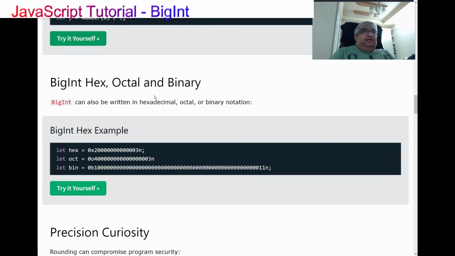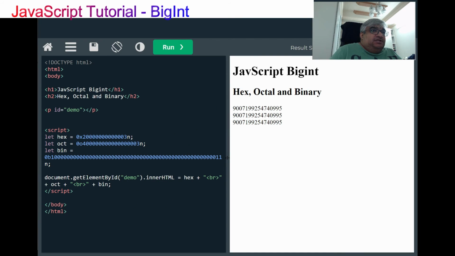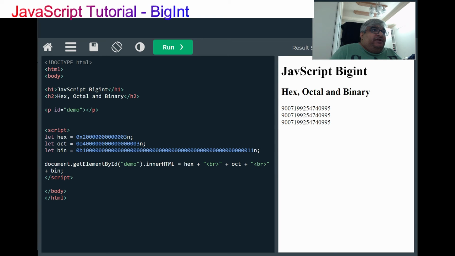And similarly, BigInt, hexadecimal, octal, and binary. BigInt can also be written in hexadecimal, octal, or binary notation. So you can see here, I'm not going to go into much detail. If you have a very big number and we put a small n at the end, you can write the number in octal, binary, or hexadecimal way. And as you can see, the end result is the same number, but we are writing the same number in different ways, in hexadecimal or binary format.